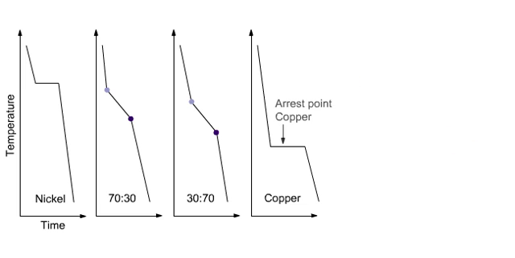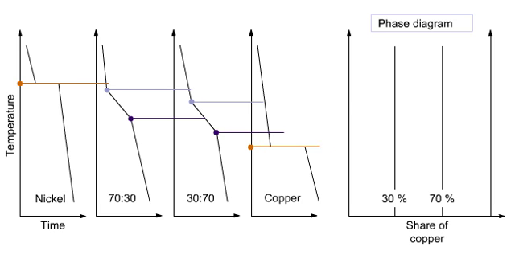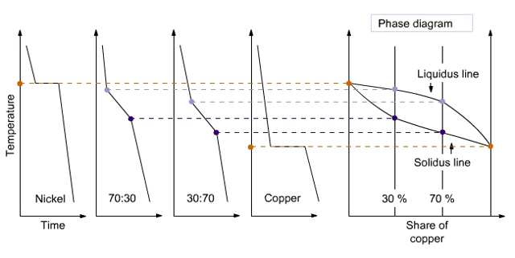If the arrest points of nickel and copper, as well as the inflection points of the various nickel-copper mixes, are plotted against the proportion of copper, we get the phase diagram for this mix. If we connect the upper and lower inflection points of the various mixes to each other, we get the liquidus or solidus lines respectively.